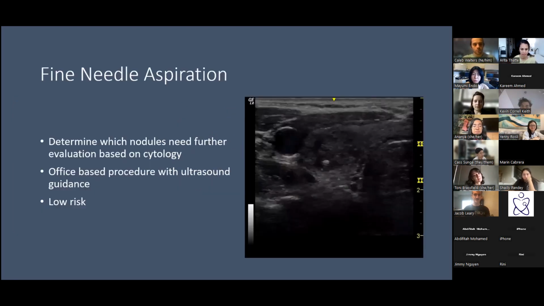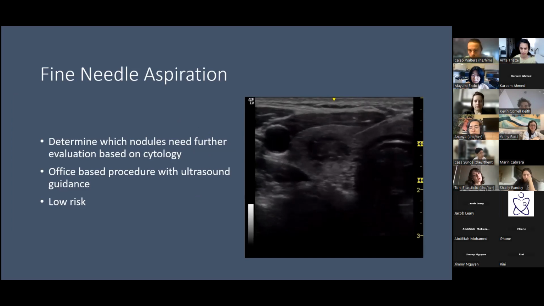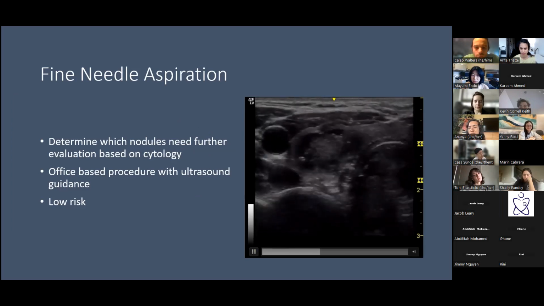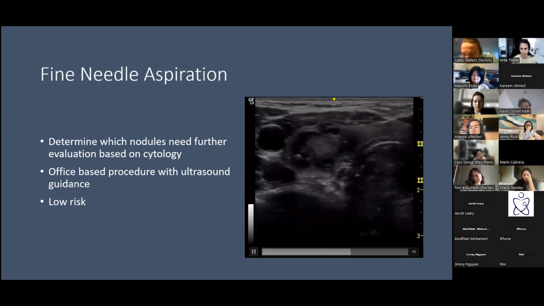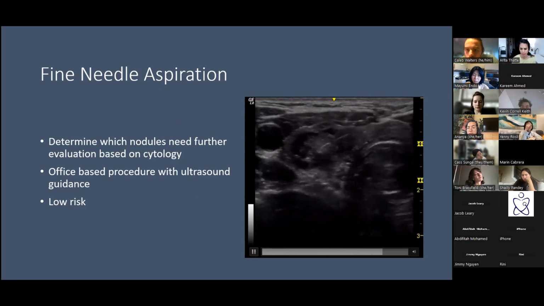We use a small needle, so we call it fine needle aspiration. This is how the biopsy looks. That's the needle. It's pretty low risk. The complication rate from this biopsy is 0.1%, and you can do it in the office.